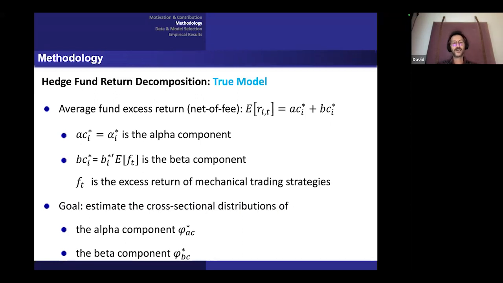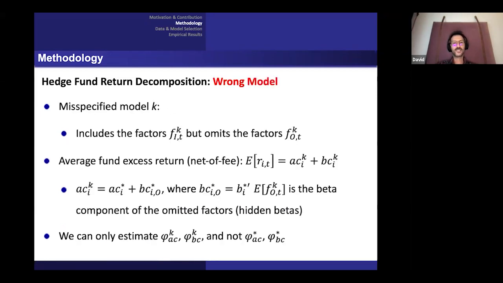If you look at the paper by Barras and Cotos 2022, it's a bit more tricky, but the message is pretty straightforward here. So what is the problem now when we deal with the wrong model? The wrong model, and call this model K, is a model that includes some of the right factors, F_K, I, or included, but at the same time, it omits some of the factors. So F_K for model K, zero or O for omitted.